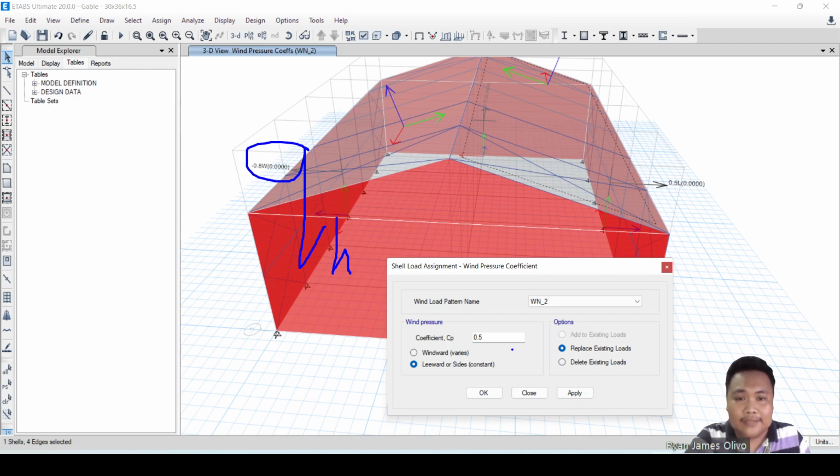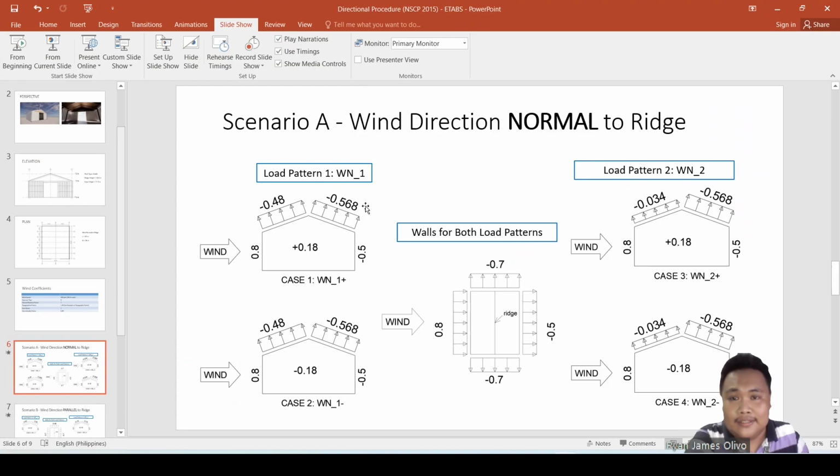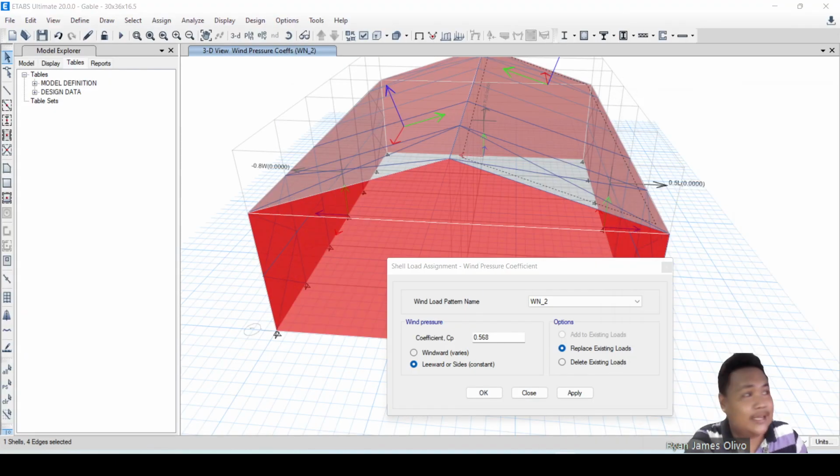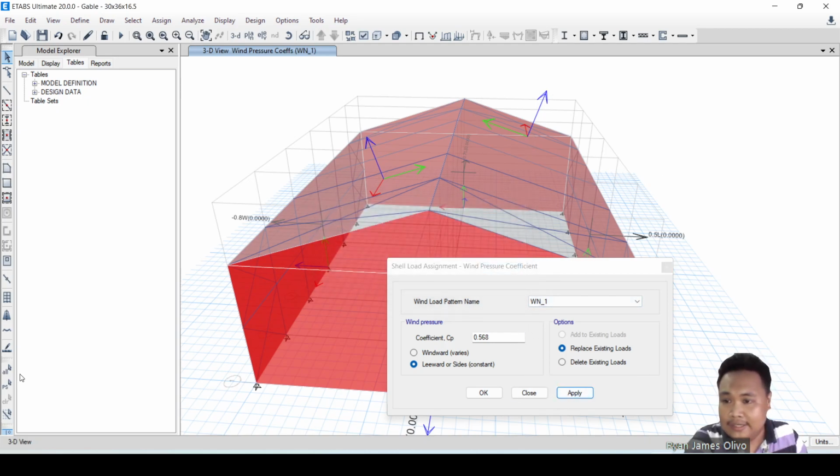For this roof, that is negative 0.568 going outside, so we input positive 0.568. Let's apply. Since this is negative going outside, we try to input positive. Apply. For WN1 also, that is the same, 0.568. Apply. Sorry, I forgot to click apply. Okay.